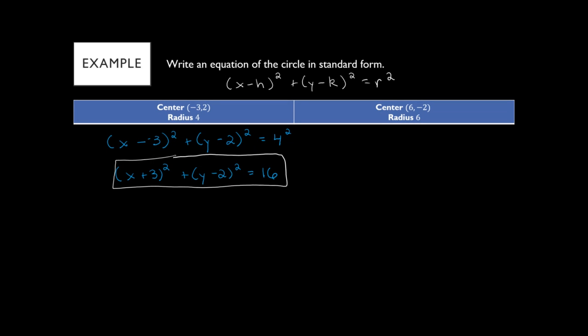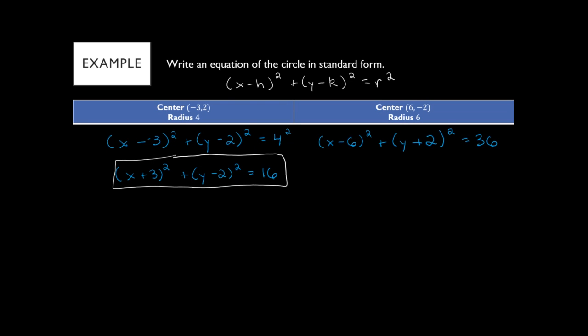So on the right, we have a center, 6, negative 2. So that's h and k, and then the radius is 6. So it's going to be x minus 6 squared plus y minus negative 2. So subtracting a negative becomes a plus. So I just did that right away. And then 6 is the radius. 6 squared is equal to 36. So you could just do that all in one step.